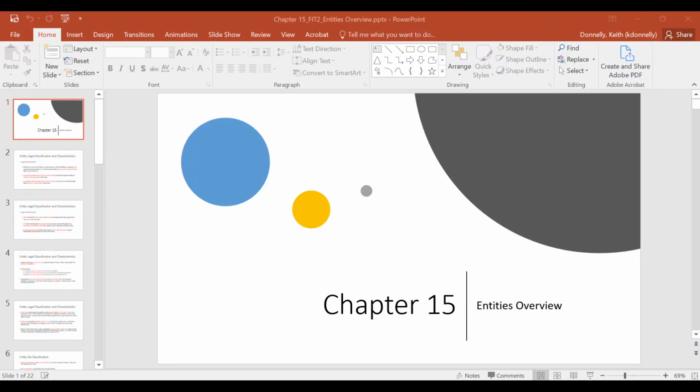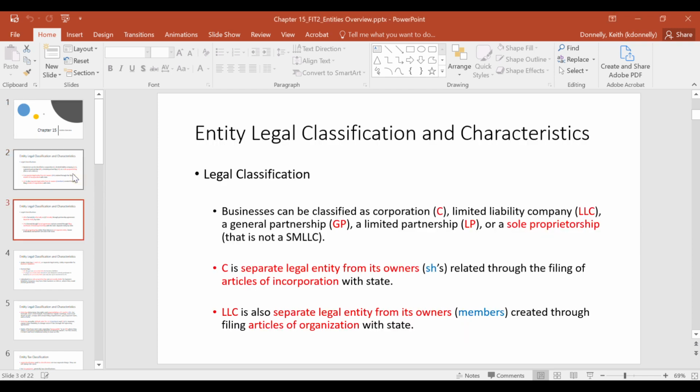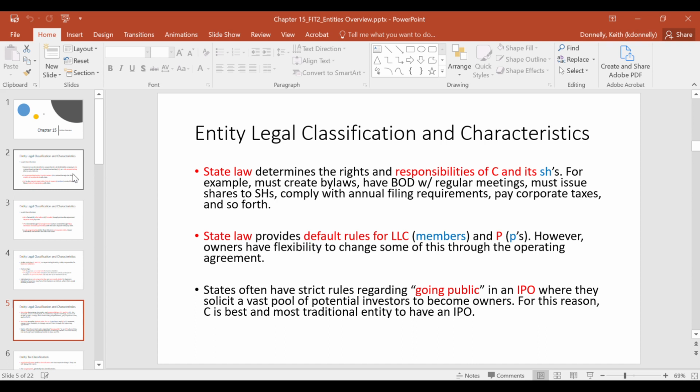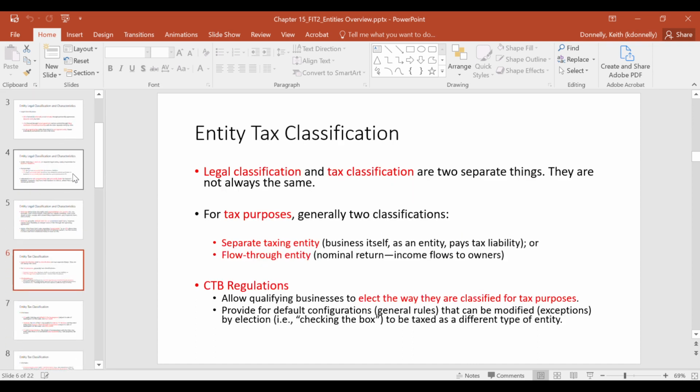Okay, hi everyone. This is going to be the second lecture for chapter 15. So again, what are we talking about here? Entity overview. We originally looked at this right from a legal classification. We looked at, hey, what are the consequences of legally forming a business? What considerations should you have?